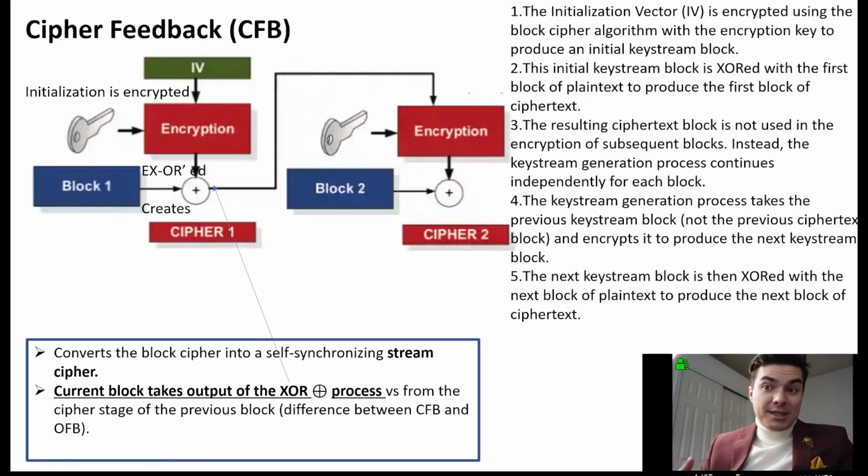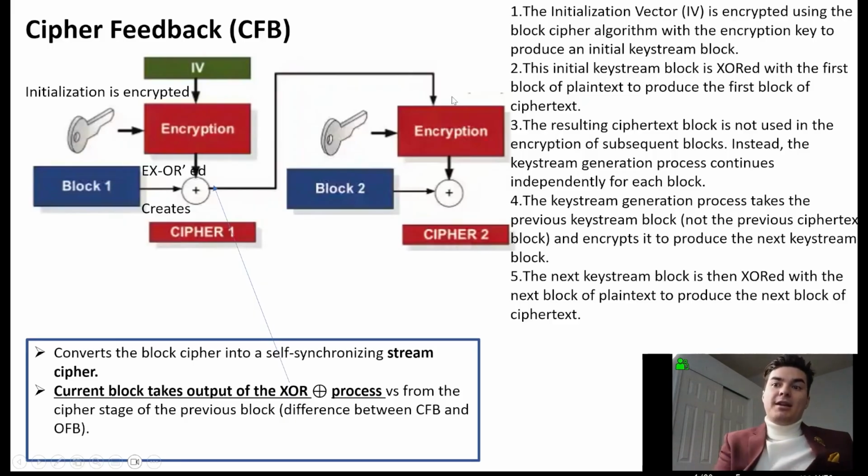However, for the purposes of this course, you just have to know that the initialization is encrypted. It's turned into a stream cipher, and it's taking the current block output of the XOR process. So what that means here is that there are many different transformations, algorithms, and math going into this output, and a portion of this goes to cipher 1, and then the output of the XOR process here is used for the initialization vector for the next block.